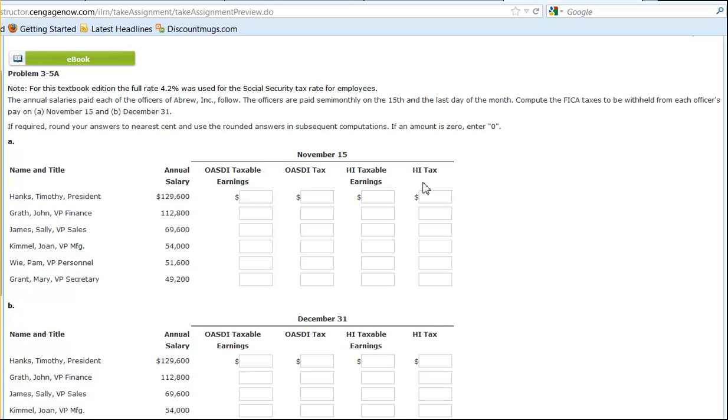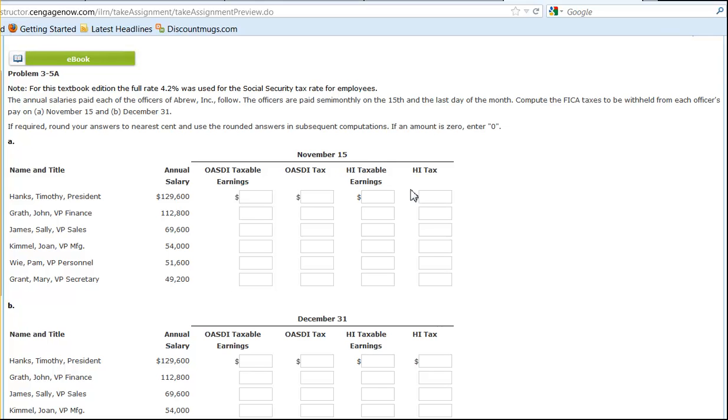Chapter 3, 5A, we have the annual salaries for several employees, and we are to calculate their taxable earnings, their OASDI tax, their high taxable earnings, and their high tax for both November 15th and December 31st. The thing you have to keep in mind is we have their annual salary, and you'll notice that a couple of them at some point go over the maximum that's taxable for Social Security, which is the OASDI.